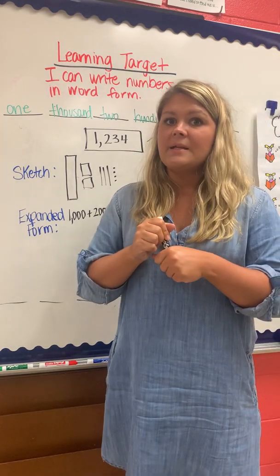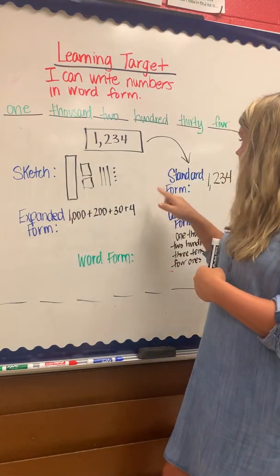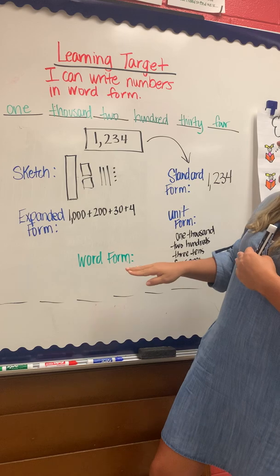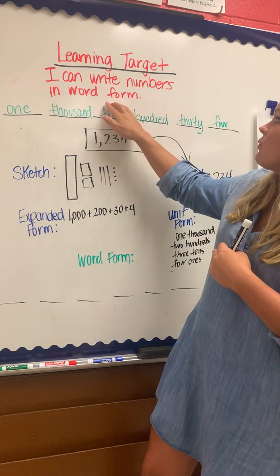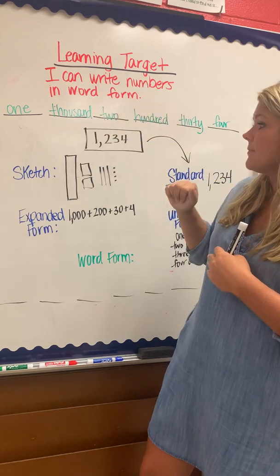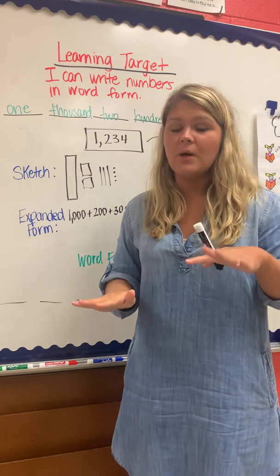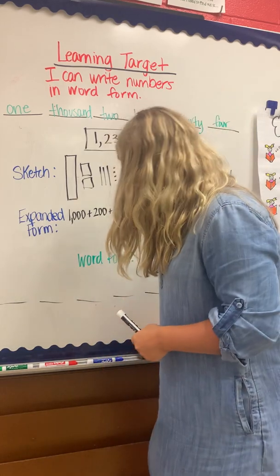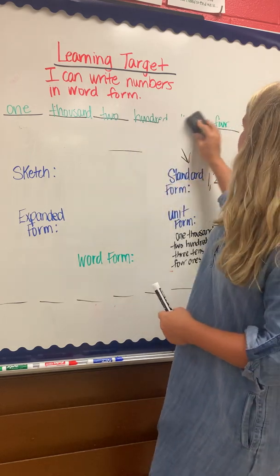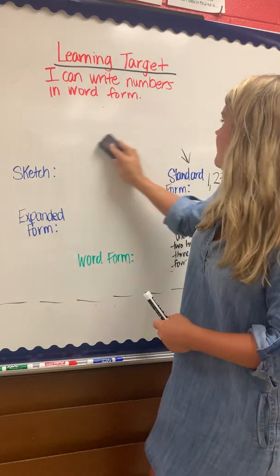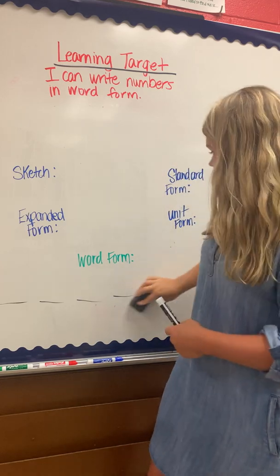Okay? So though we are looking at and practicing sketching, expanded form, standard form, and unit form, our main goal today is to practice and write numbers in word form, okay? But we're still gonna practice all of this together because, again, none of this is new, so let's do it together one time. I'm gonna leave these main parts here, and I'm going to give you a number, and I'm gonna see if you can do all of this. If you can't, then that's something we'll work on together in small groups to make sure you're where you need to be.